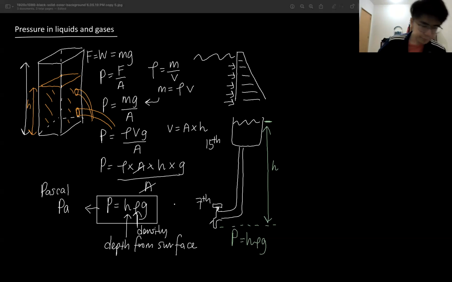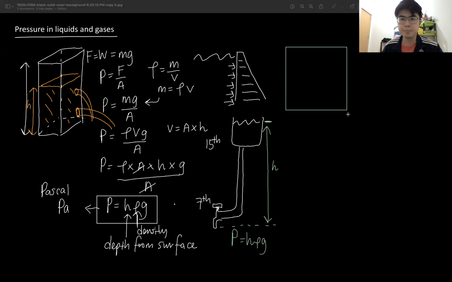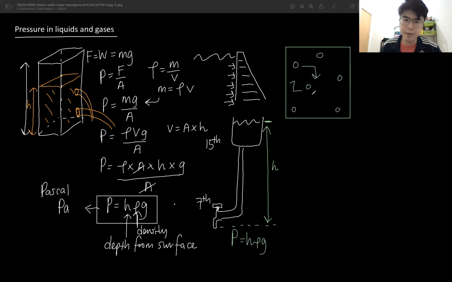Now we look at gas pressure. So that was liquid pressure. Where does gas pressure come from? If I have a container in which I capture gases, the molecules of the gas move randomly in random directions. And as they move, they strike the wall of the container.